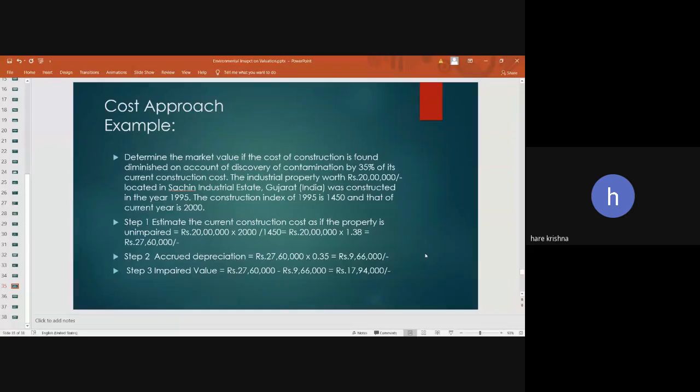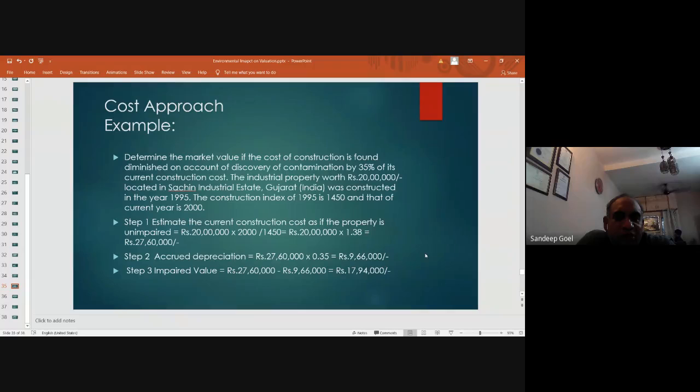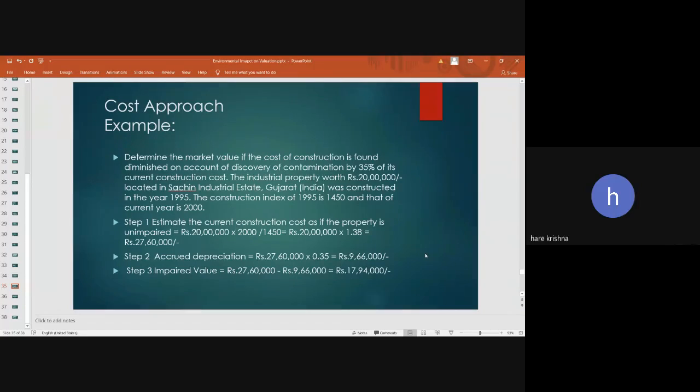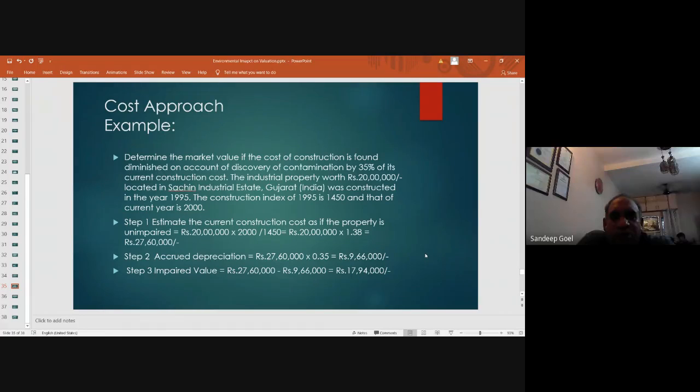It is current year means which year they are mentioning? He is not mentioning anything. He only tells that current year. The current year may be assumed, since in current time he wants to know the value. What is the current value? And 2000 divided by 1450 will be there. Yes. Very correct.